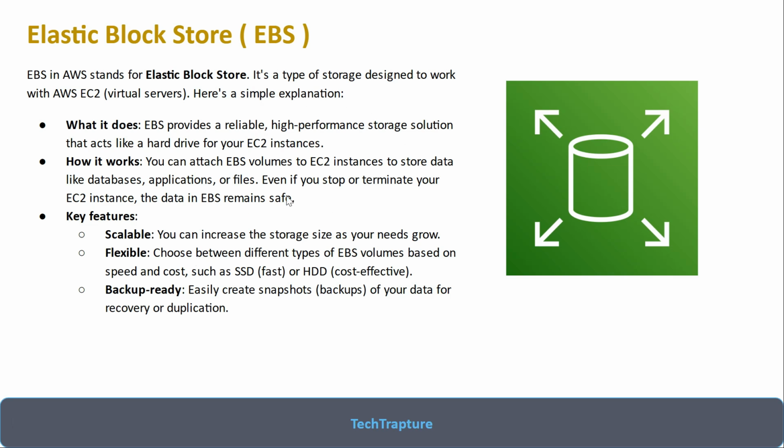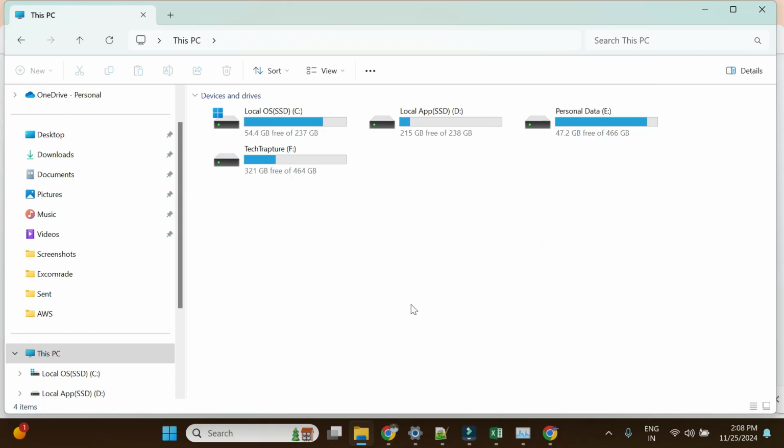If I go to my laptop, you can see there is a disk attached to it. This is one volume, that is C, and there are partitions D and E. This is SSD, and these are HDD. So this is the hard disk attached to my physical laptop. Similarly, you will have this kind of drives and partitions in your EC2 instance using the EBS.